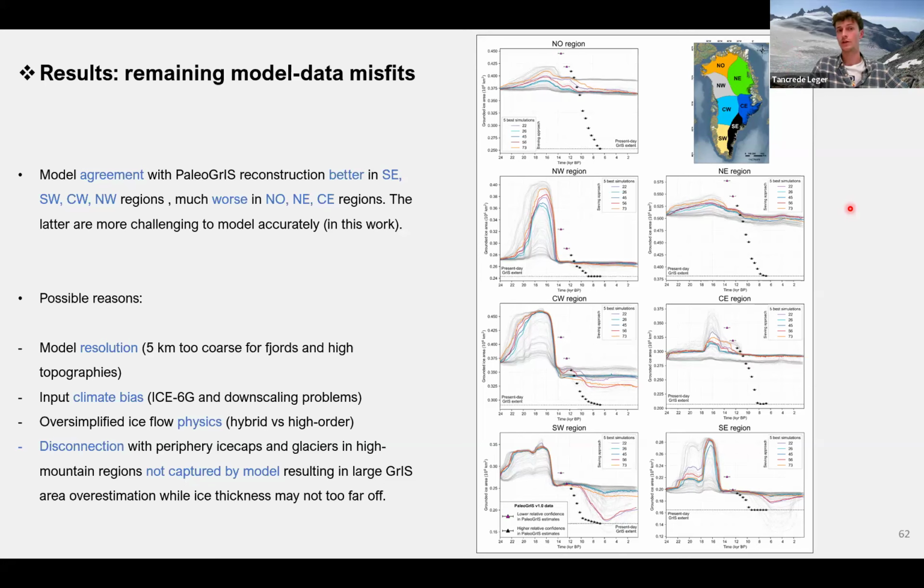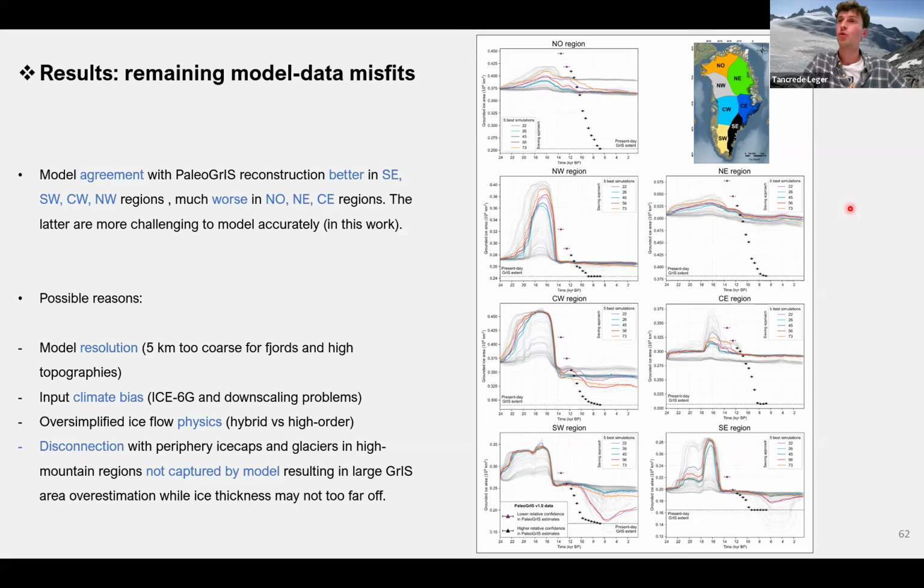We also have some simplified ice flow physics. We use the hybrid model here because it's cheap enough to do this experiment. But if you have higher order or full Stokes physics, then you probably will capture the dynamics of the ice, especially in the high topography terrain and the steep surface slope terrain, much more effectively and much more accurately than if you have the shallow ice approximation like we do.